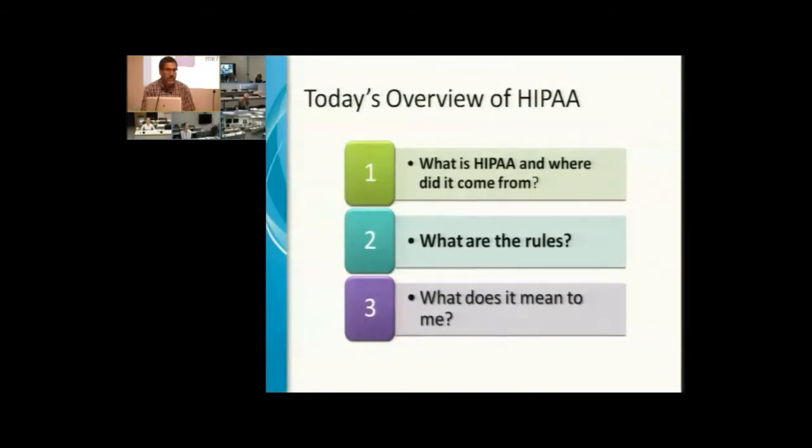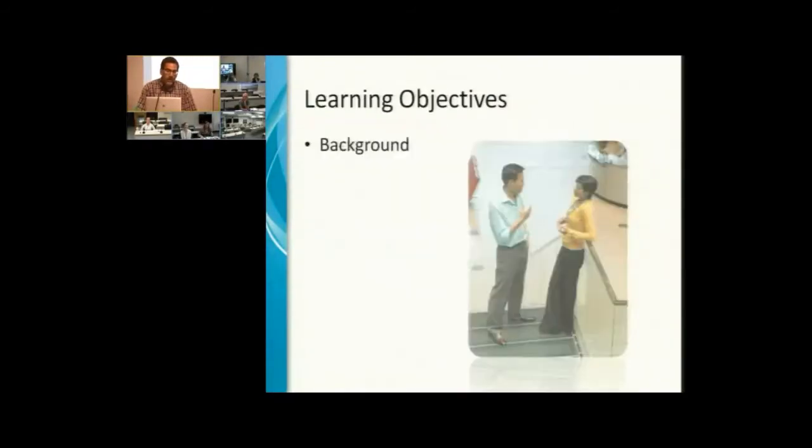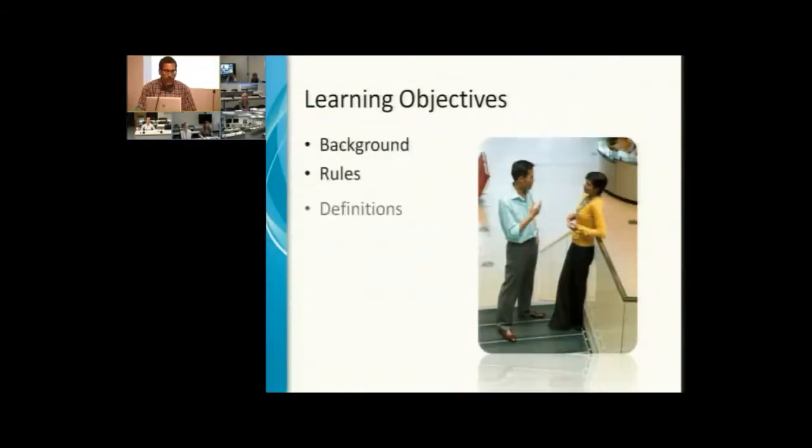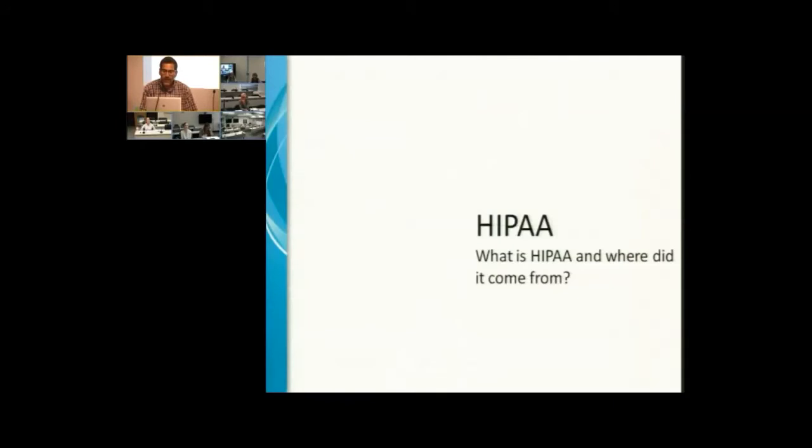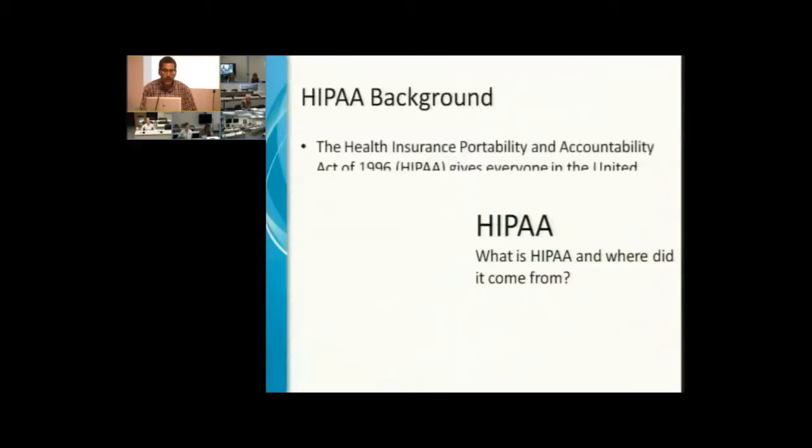So what we're going to talk about today, for the overview of HIPAA, is what is it, where did it come from, what are the rules, and what does it mean to me? And it means a lot to all of us. So from the learning objectives, we'll go over the background of it, rules, the definitions, the rights, both your rights and the participants' rights for the information, and then we'll do a summary at the end. So first thing is HIPAA. What is it and where did it come from?